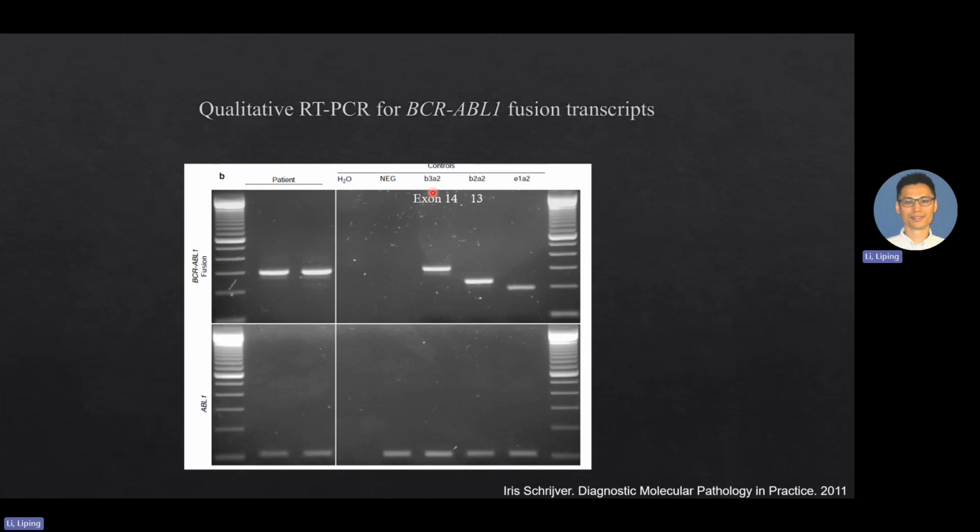Then we have this B3A2. I don't know why they use this, maybe the older naming. So I just labeled here, this is for exon 14, this is exon 13 for the fusion of the BCR-ABL gene. So this is the normal control. We want to see this band. If we see this band, that means this control works. Also this one and this one. Then we compare these bands to our patient's results. I think this is a duplication of the same patient, and we can see the band sizes are the same as this one. So we know this patient had a big M BCR and also related to this exon 14.